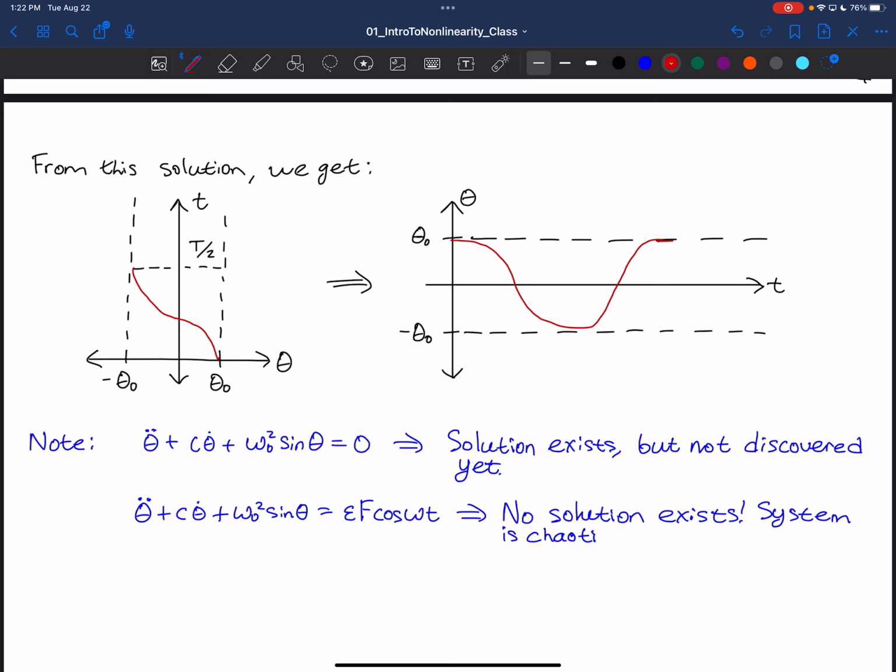Okay, and then if we take a look at a damped and forced pendulum, this system actually has no solution. And it's because it's chaotic, and there's a C missing right there. So this system is chaotic, and no solution exists to it. So you cannot solve it analytically. You have no hope of ever being able to solve it analytically.